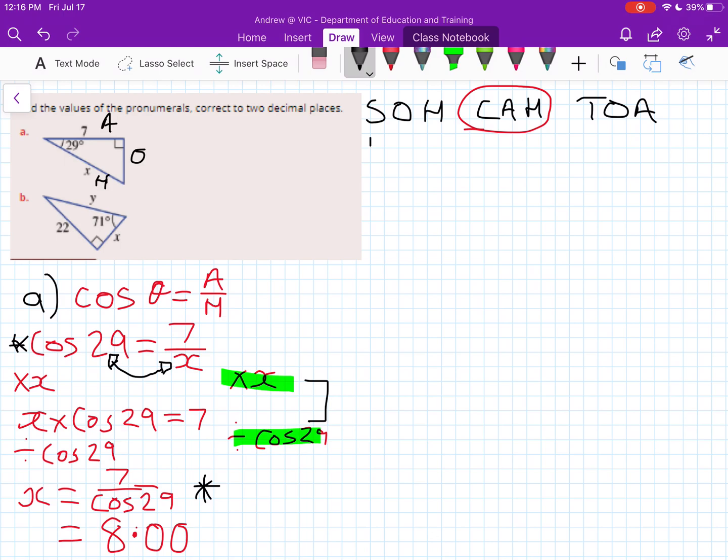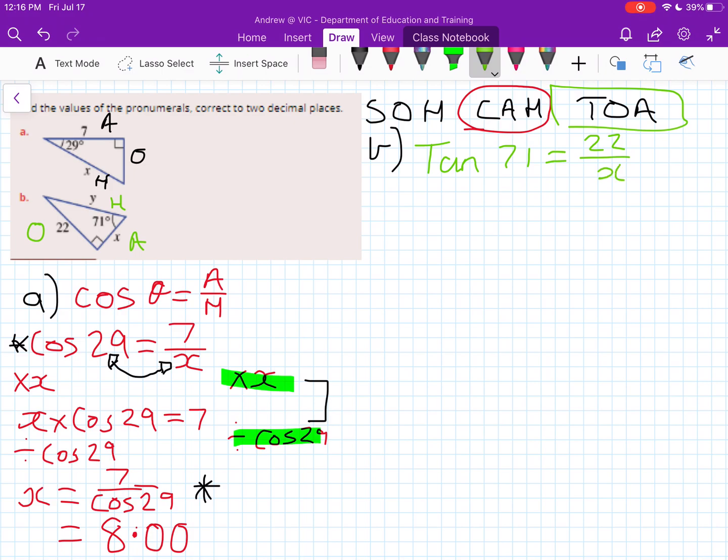So we'll do question B here. We'll label our sides. So we have our 71 degrees here, so 22 is opposite that, x is adjacent to it, and y is the hypotenuse. So firstly, we'll figure out x. So we'll look at x. X is involving opposite and adjacent, so that means we're going to be looking at tan. So tan of 71 is equal to our opposite, which is 22, over our adjacent, which is x.